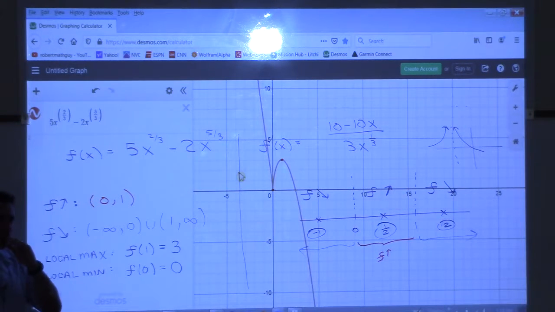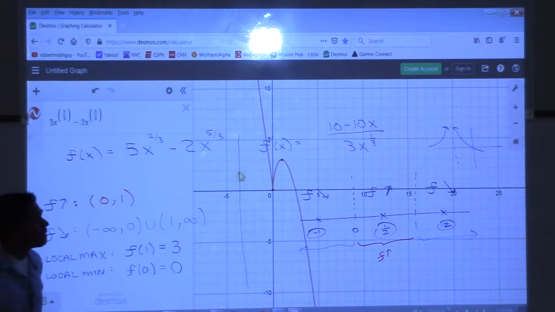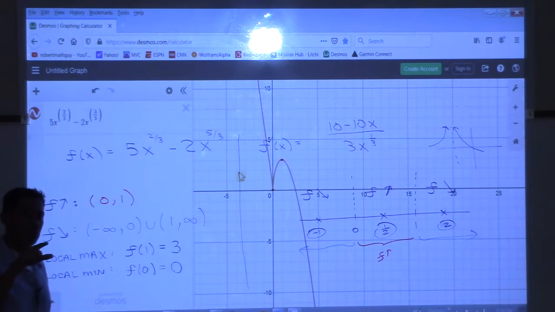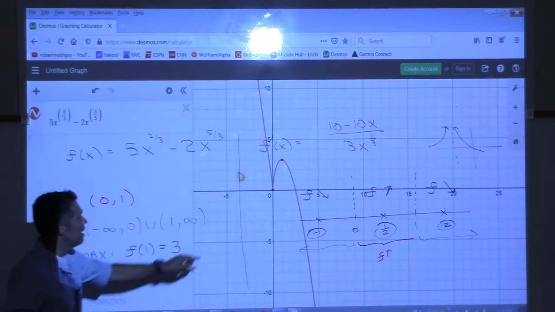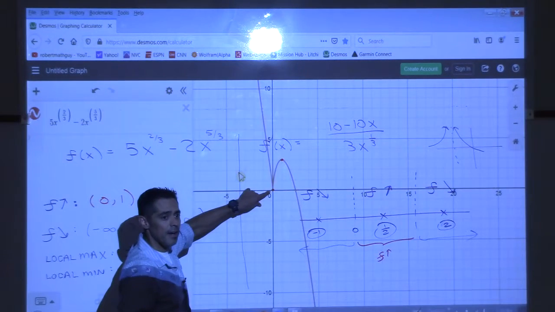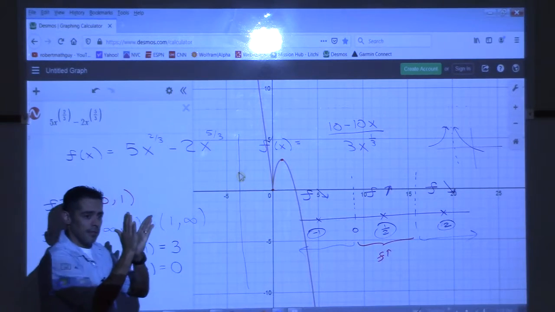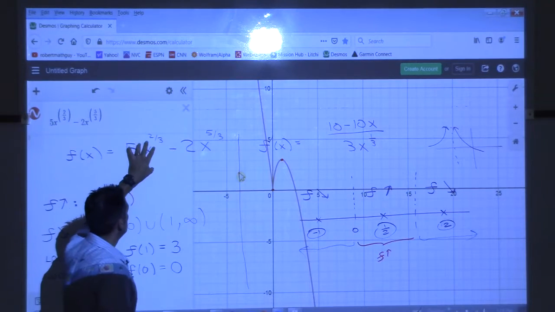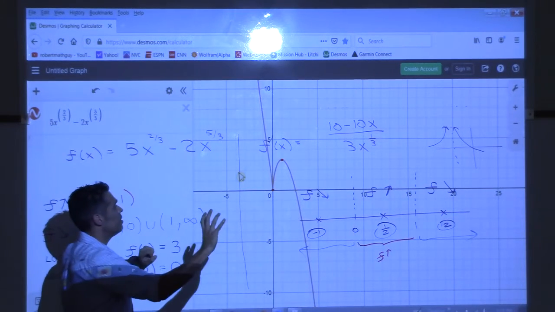I noticed that at (0, 0), the derivative is not defined. That's right. And remember when we were getting our critical numbers, what were the two things we were looking for? Where the derivative is 0 and where the derivative is not defined. And we said that at 0 we should have an undefined derivative. And that's exactly what happens. We have an undefined derivative there because we have a cusp.